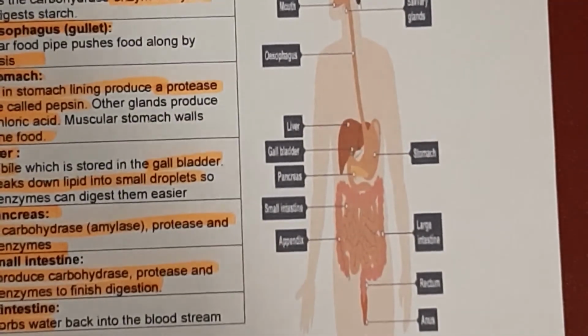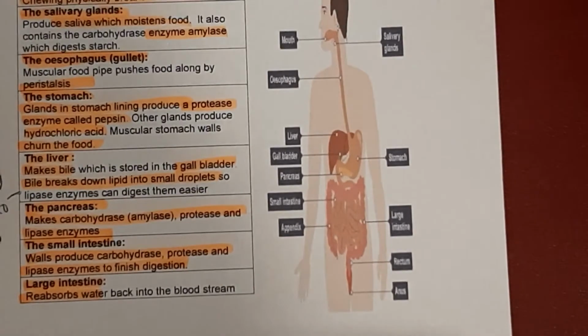And all of these parts are identified in this picture here. So your job is to make sure you know where each of these parts of the body is. So use the diagram to help you with that, and what they do. Okay, and also which enzymes are produced in each part. So that's quite a lot to learn here.